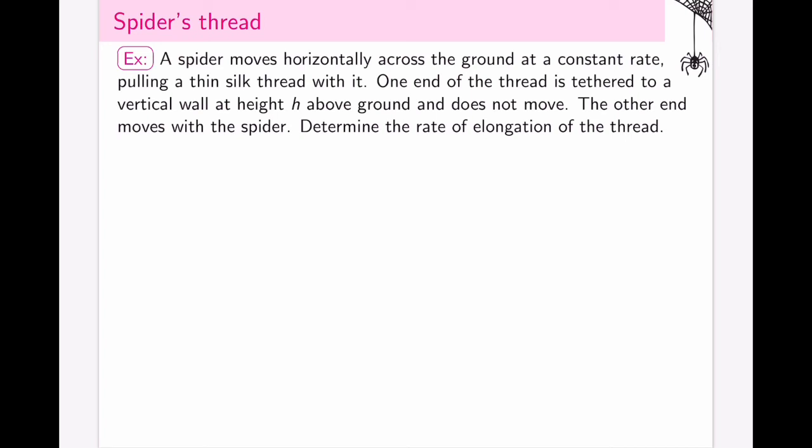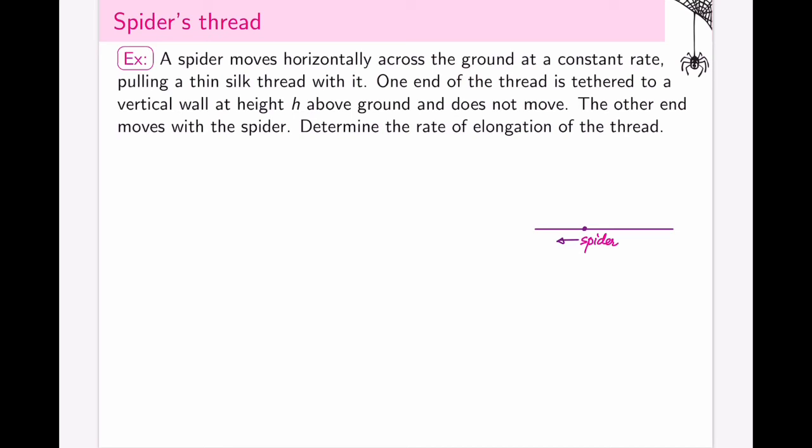A spider is moving horizontally, so not according to the picture, across the ground at a constant rate. Okay, so I have some kind of ground level. Let's start making a picture. And I have a spider and it is moving horizontally. Okay, so this is my spider.